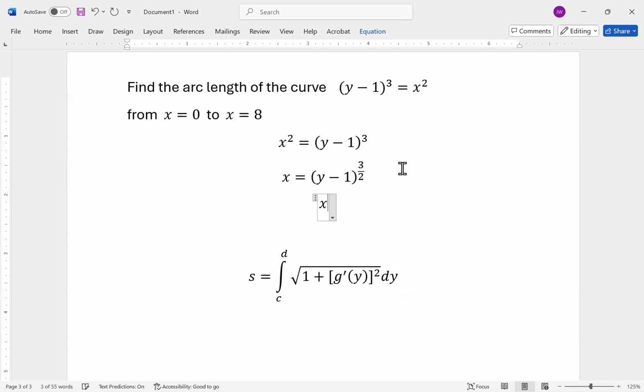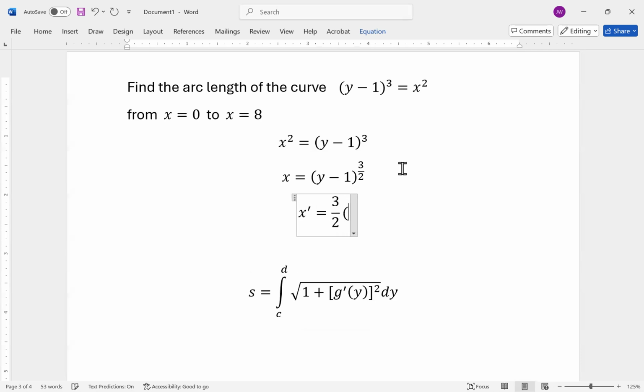That means if I want to take the derivative with respect to y, I'm going to end up with 3/2 times y minus 1. When I subtract 1 from the exponent, I get a 1/2. And then I'd multiply by the derivative of the inside function, which is just 1, which doesn't change anything. So this is the derivative when I write my function with respect to y.